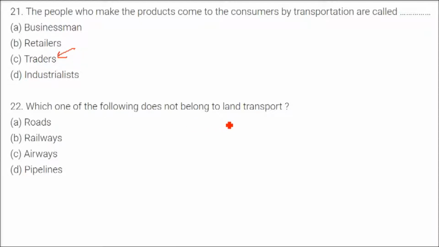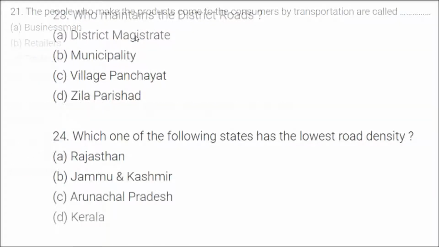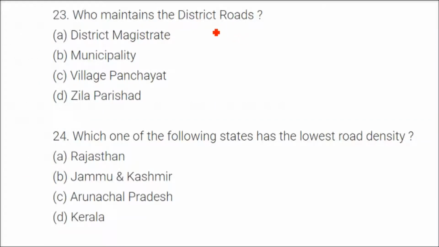Which one of the following does not belong to land transport? It's airways, so it is not on the land, it is in the air. Who maintains the district roads? The answer here, for 23, is Zilla Parishad. Which one of the following states has the lowest road density? It is Jammu Kashmir.